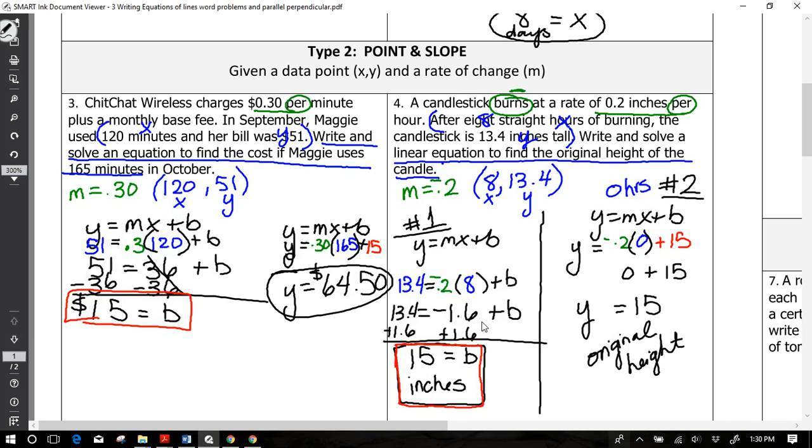Some people might have been able to see that before plugging it in, but it is important to understand that when they ask you for the original of something, or how tall is it when it's on the ground? That's probably the hardest thing to do, is to think of, well, when I'm standing on the ground, I'm 0 height off the ground. So it would be 0 that I plug in.